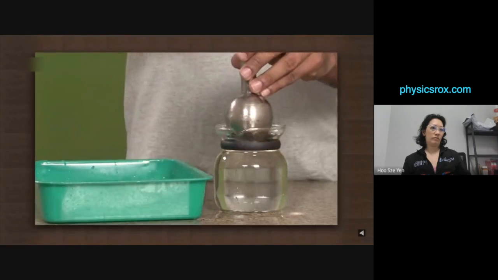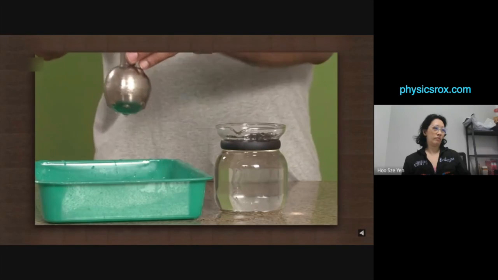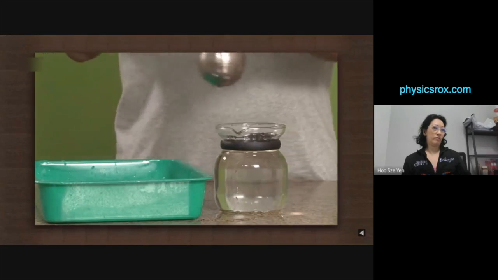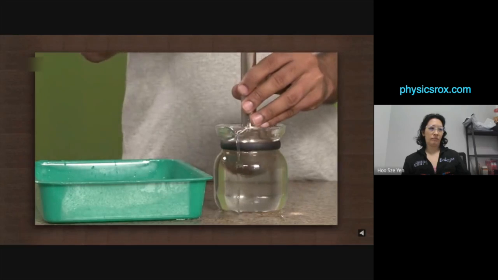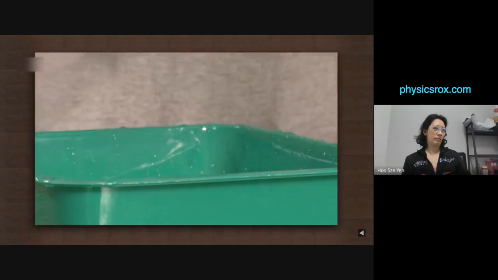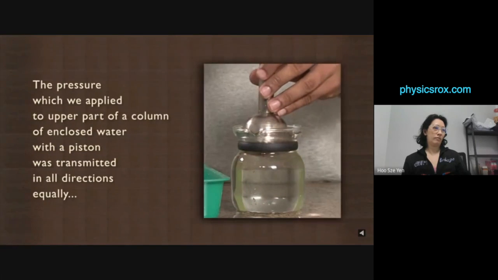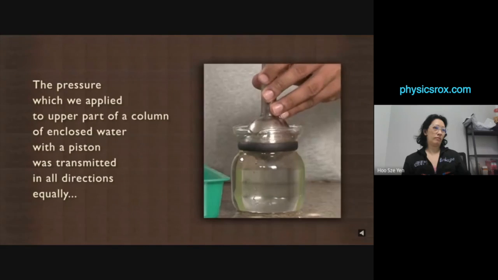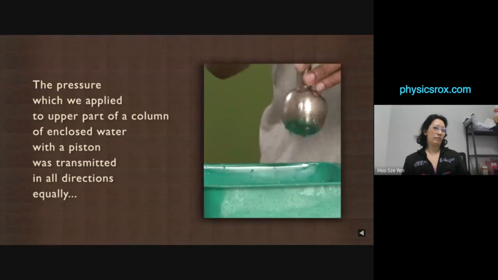Observe how the water spurts out. Is there any difference in the water pressure in any of the holes? No. You will see that water comes out of all the holes with equal pressure. And this is exactly what Blaise Pascal said. The pressure which we applied to the upper part of a column of enclosed water with a piston was transmitted in all directions equally. So we have just proved Pascal's law.